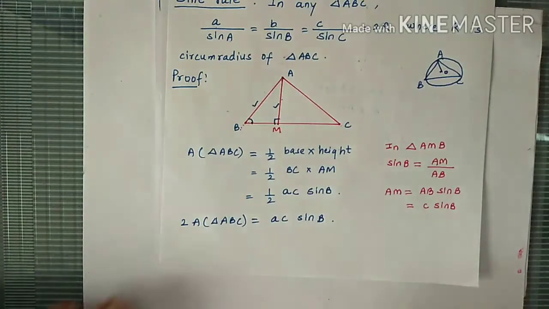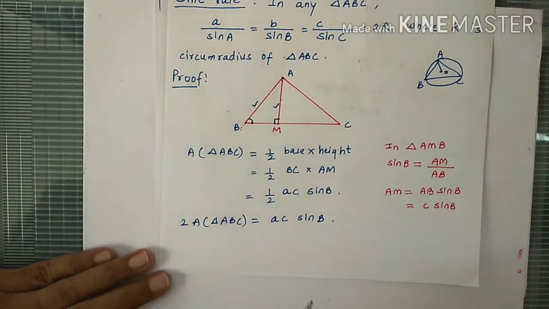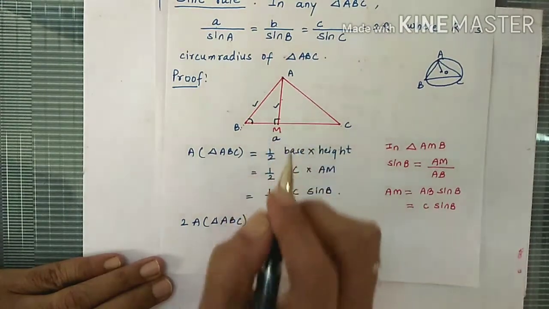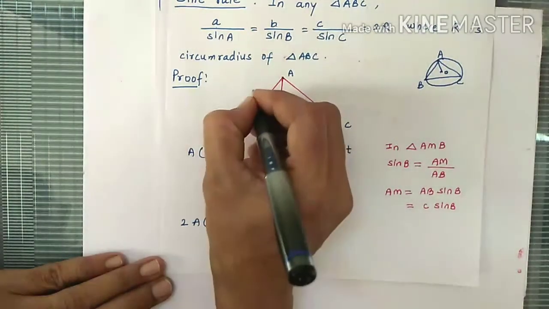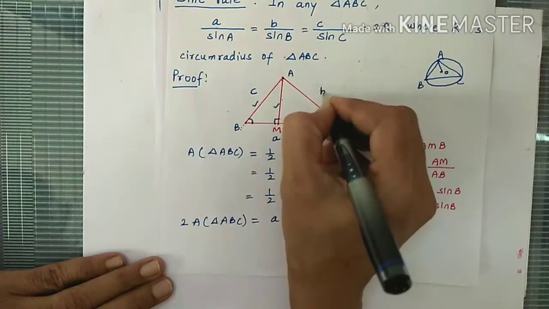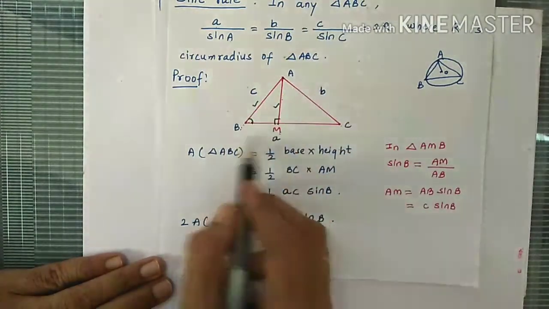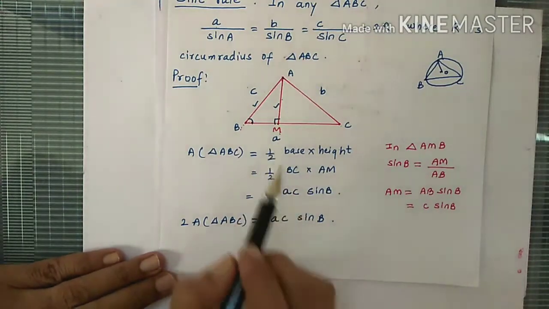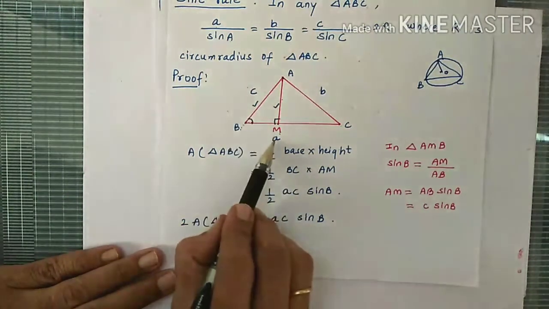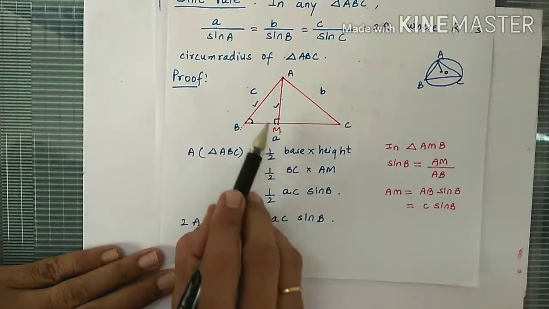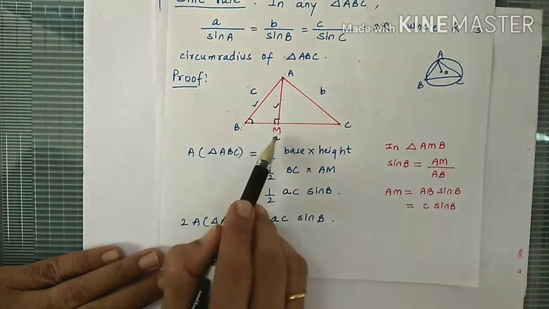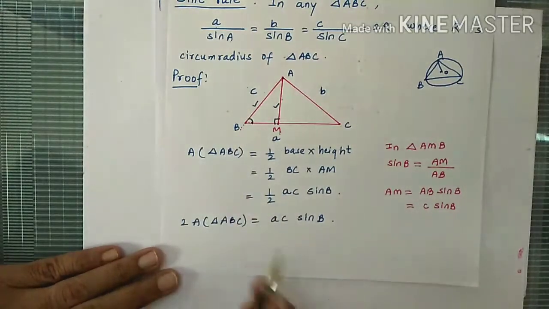Okay, let's study this. AC sine B. So what is a? a is this BC. And what is c? c is AB. So in 2 into area of triangle ABC, we have taken these two sides. Whenever we take two sides, we have to take the angle between them only. The angle between them is B. So it is AC sine B.